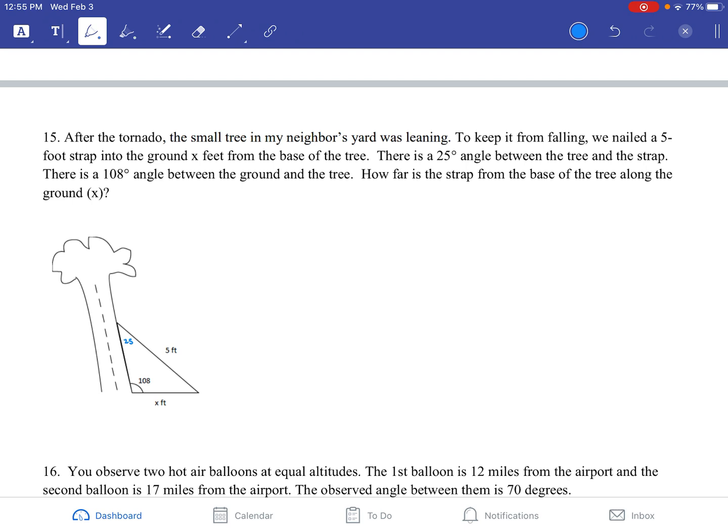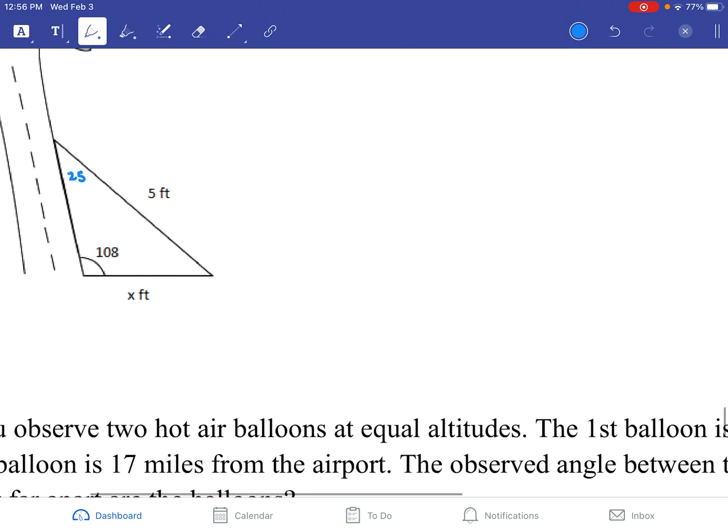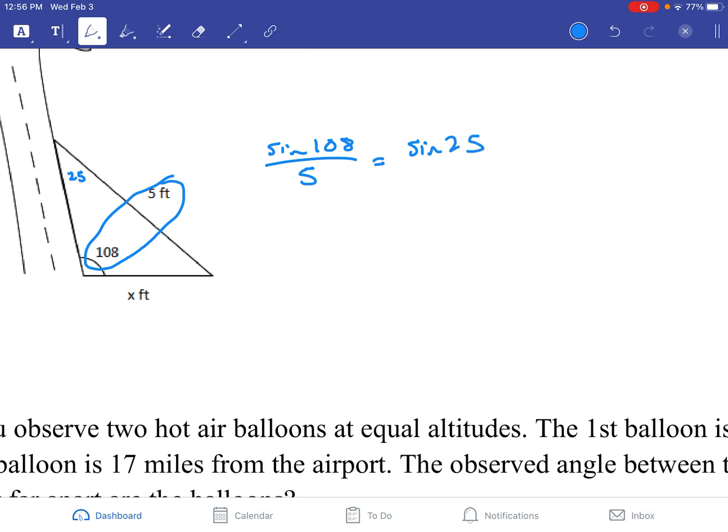There is a 108-degree angle between the ground and the tree. We got that one already. How far is the strap from the base of the tree along the ground? So we want to know what x is. That 25 is important because now we can have a law of sines problem. We have a corresponding angle inside. So we have the sine of 108 over 5 is equal to the sine of 25 over x.